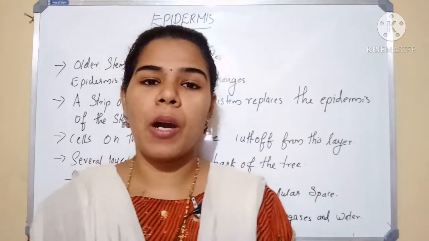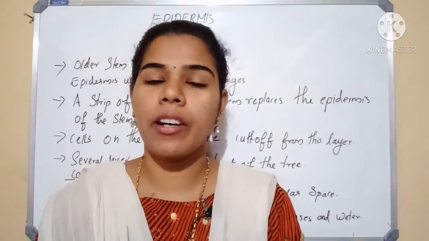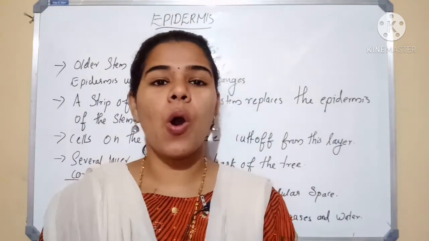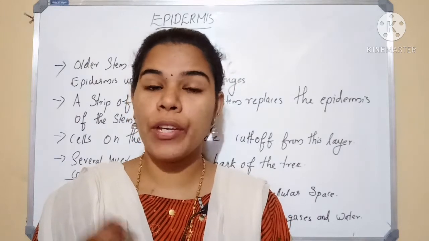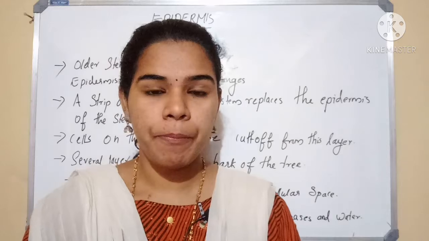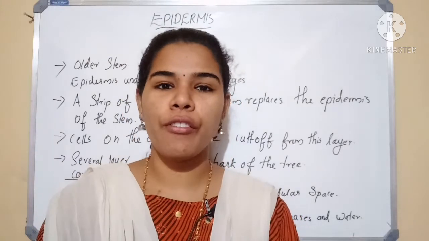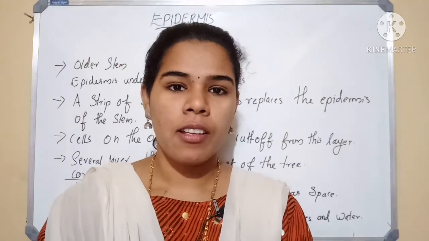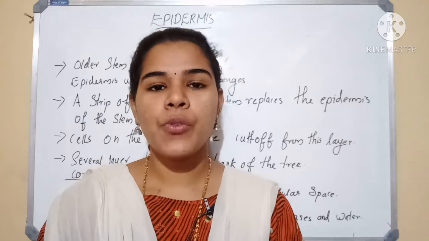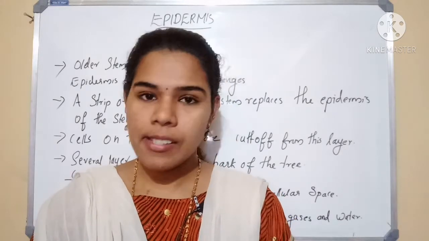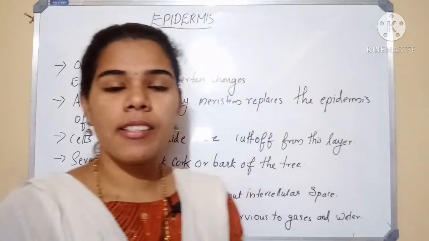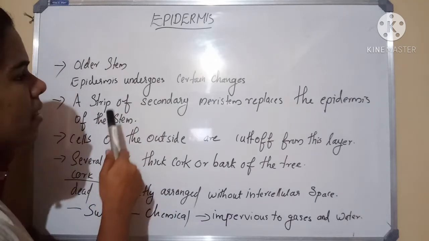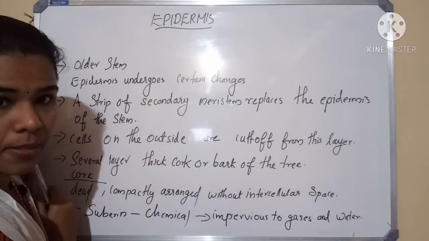Next we discuss this epidermis. What are the changes that occur in epidermis? The younger stem and the older stems are different. When you observe your surroundings, you can see the younger cells are very soft compared to older stem cells. So why does it occur? Let's discuss that. The older cells have some changes. So in the older stem, the epidermis undergoes certain changes.